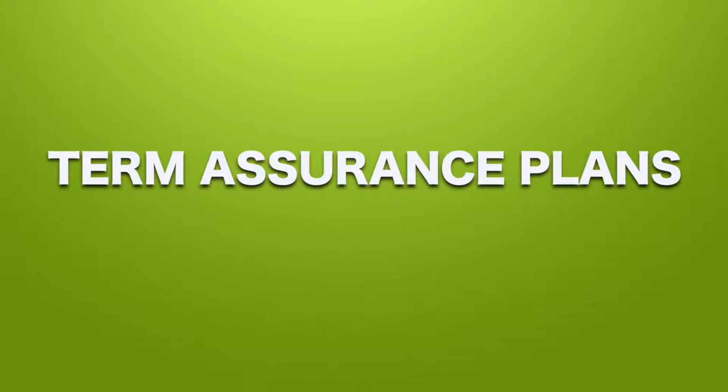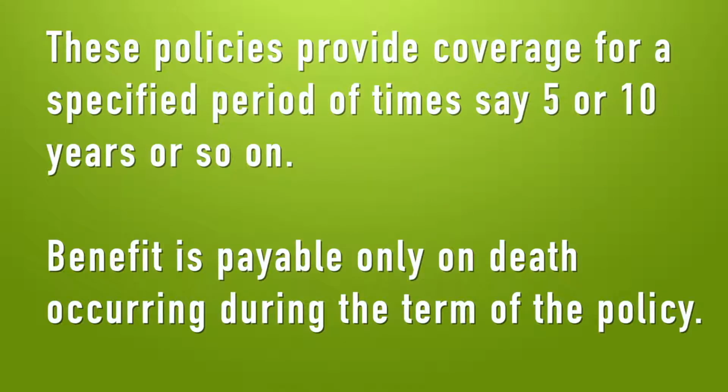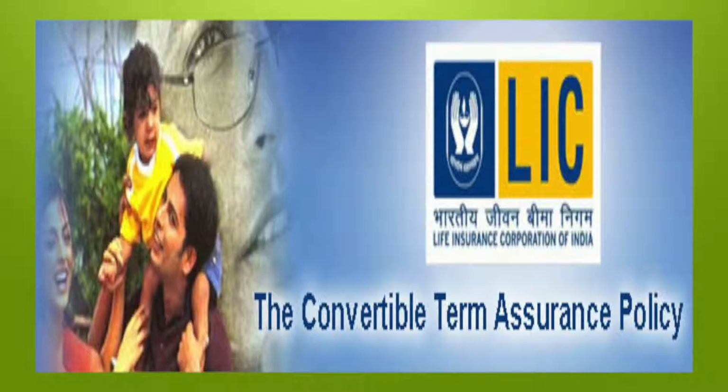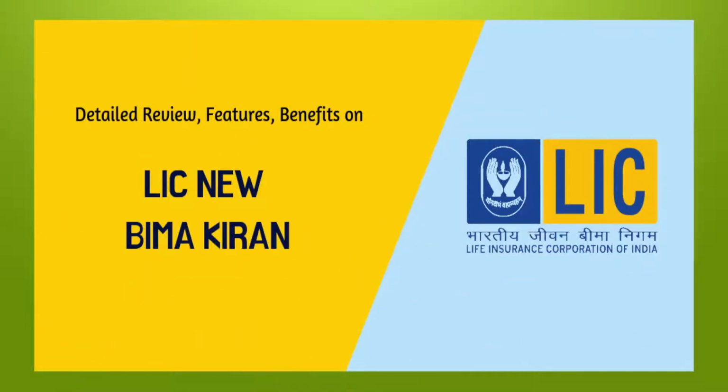Then term assurance plans. These policies provide coverage for a specified period of time, say 5 or 10 years or so on. Benefit is payable only on death occurring during the term of the policy. Nothing is paid if the life assured survives the term of the policy. These schemes have several policies like term assurance, New Bima Kiran.